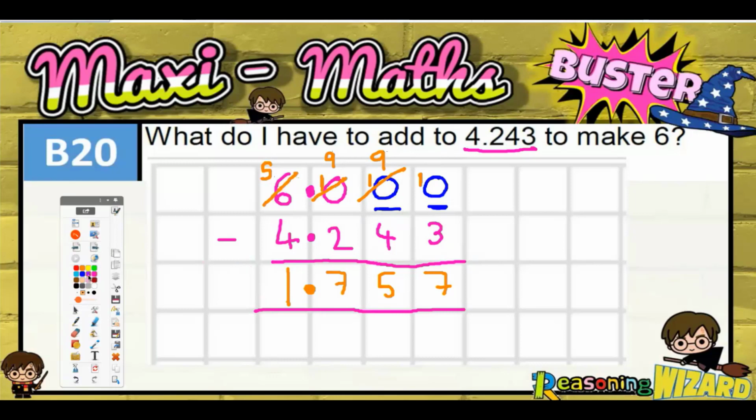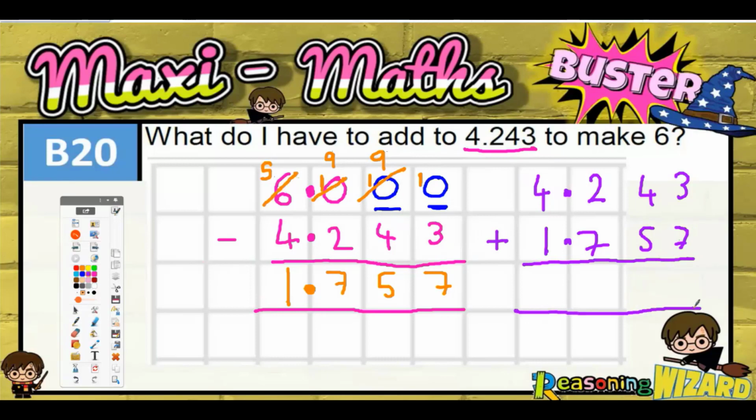Now, what we should do really is just perform a quick check to make sure it works. Now, if we're saying that it's 1.757, if we were to do a column method and add the original number back to the 1.757, what we should get is it should get us back to 6. Now I'm just running out of squares on the side here, so apologies for that. So let's see if this gets us back to 6. If it does, we know we're correct.